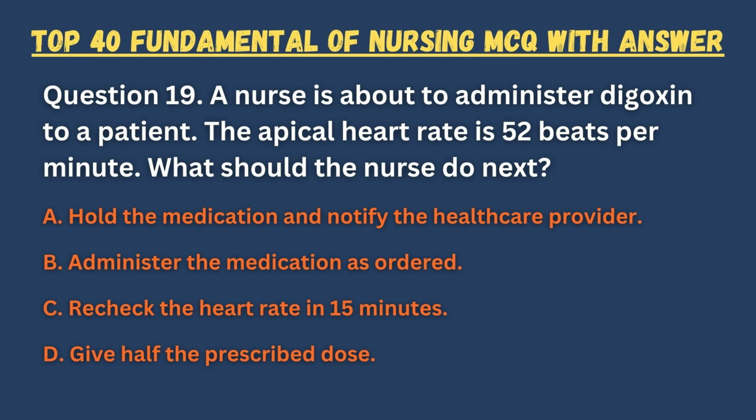Question 19. A nurse is about to administer digoxin to a patient. The apical heart rate is 52 beats per minute. What should the nurse do next? A. Hold the medication and notify the healthcare provider. B. Administer the medication as ordered. C. Recheck the heart rate in 15 minutes. D. Give half the prescribed dose.